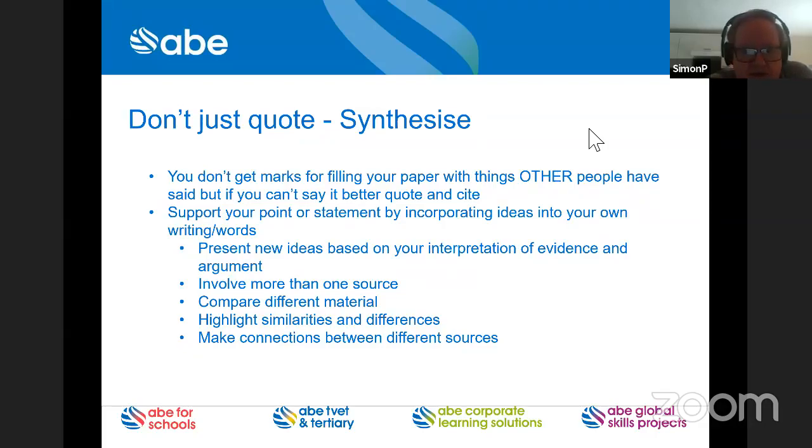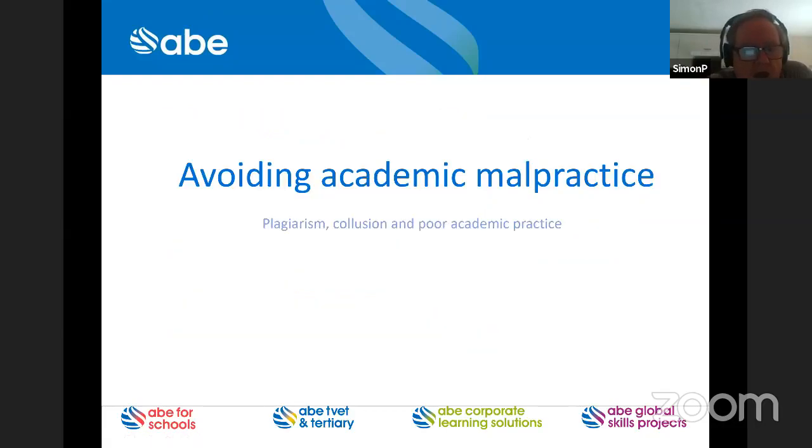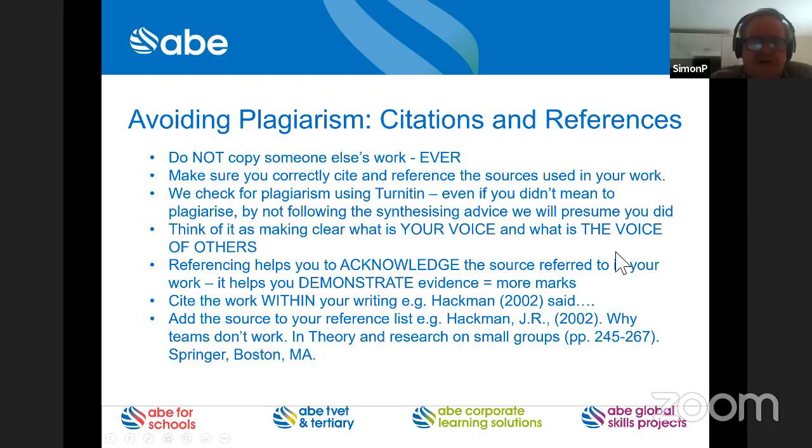Next slide, please. Okay, so this segues very nicely into avoiding academic malpractice. Academic malpractice consists basically of three things. One is plagiarism. The second is collusion, and we'll come on to that. And then there's what in our language we talk about as poor academic practice, but we'll look at each one of these in turn. So don't copy somebody else's work.